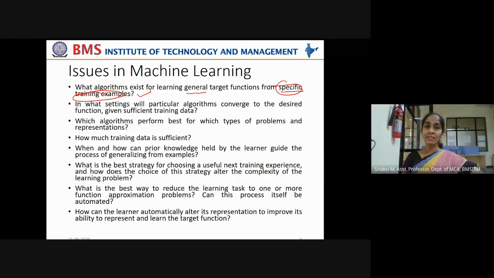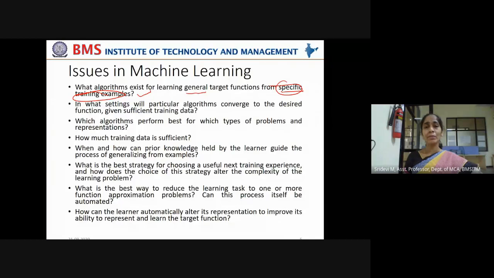I am generalizing my target function so that if one more student's data comes and almost all the parameters are similar to Indian student data, then I can say that student also would be innovative and dedicated. Got it? What am I trying to tell? I'm trying to generalize the target function, I'm trying to generalize my hypothesis. Now read this line again: what algorithms exist for learning general target functions from specific training examples?